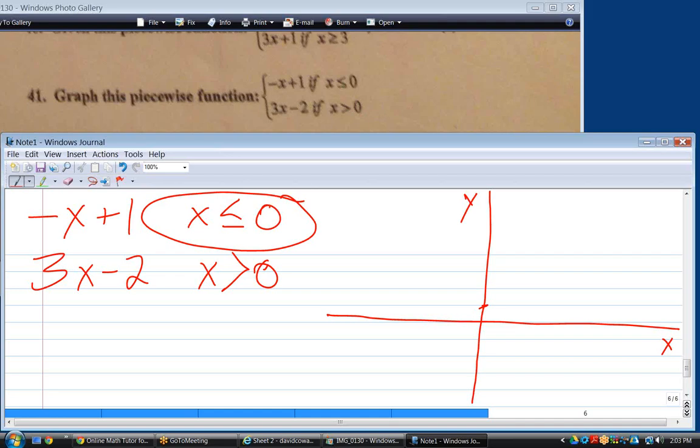In other words, when x is equal to 0, we're in that top function. We're only in the bottom function when x is greater than 0. So right here, x is equal to 0, right? Yeah. Means it's a closed dot.